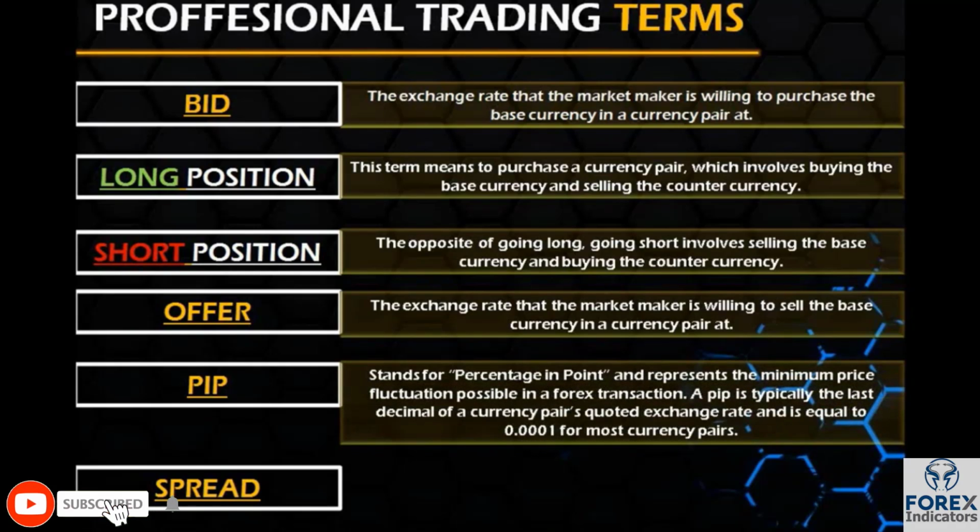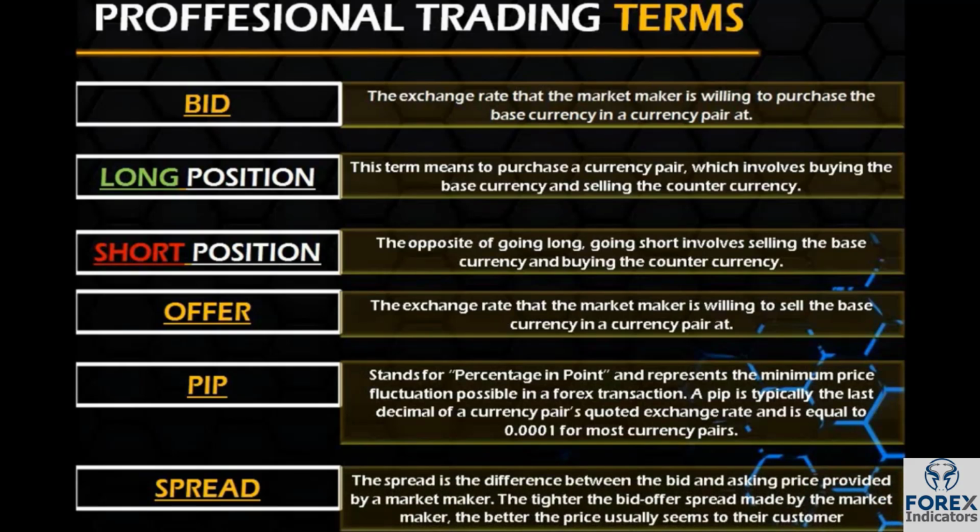And we have pip. If you've watched our previous video, you would have seen that we explained what a pip is. For those of you who haven't, a pip stands for percentage in point. Some people might call it a point, or pip is another term. It's all the same thing at the end of the day, and that represents the minimum price fluctuation possible in a forex transaction. A pip is typically the last decimal of a currency pair's quoted exchange rate and is equal to 0.0001 for most currency pairs.